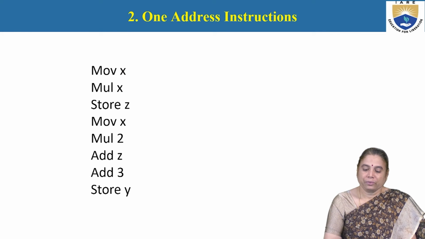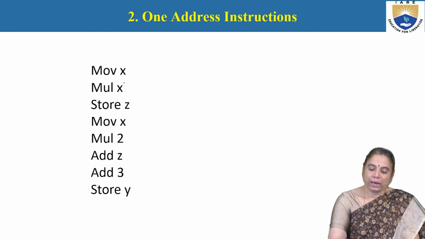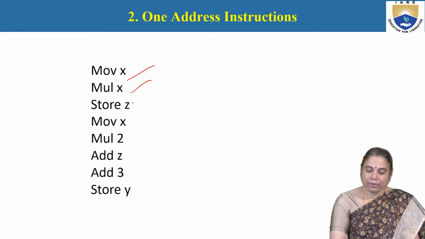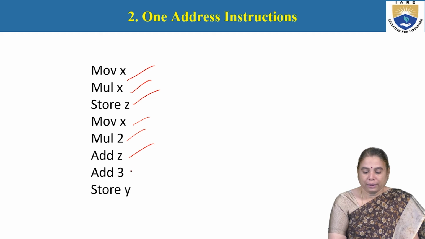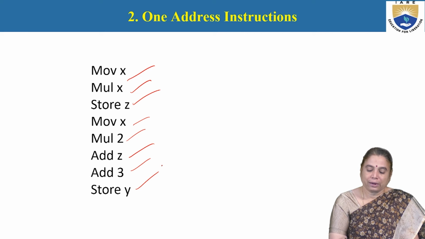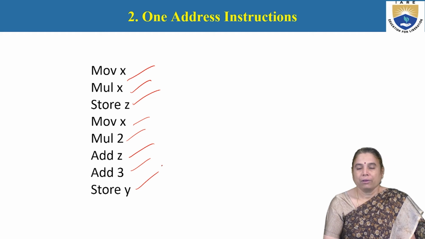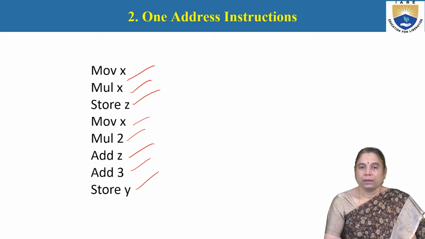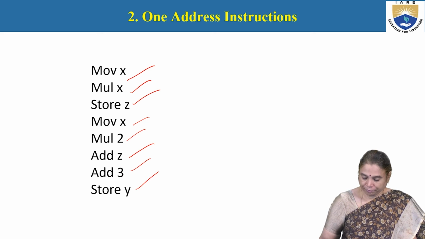Next, one address instruction sequence, move x, multiply. So, in order to get the x square and store it in the z, move x, multiply to 2x. Next, add z, add 3 and store the result in the y. This is the one address sequence of the given expression.